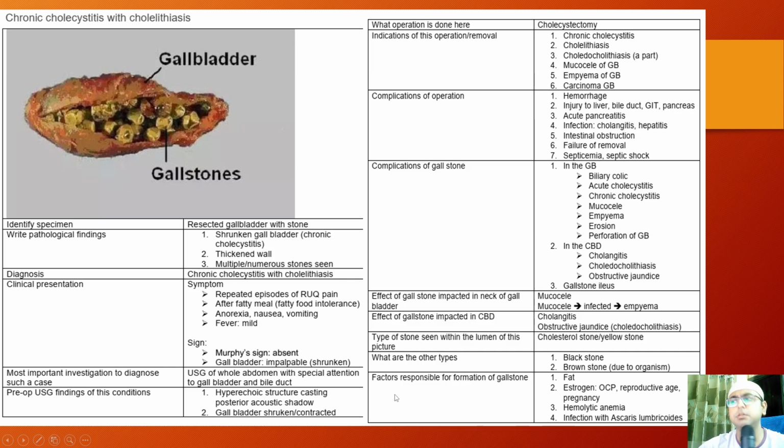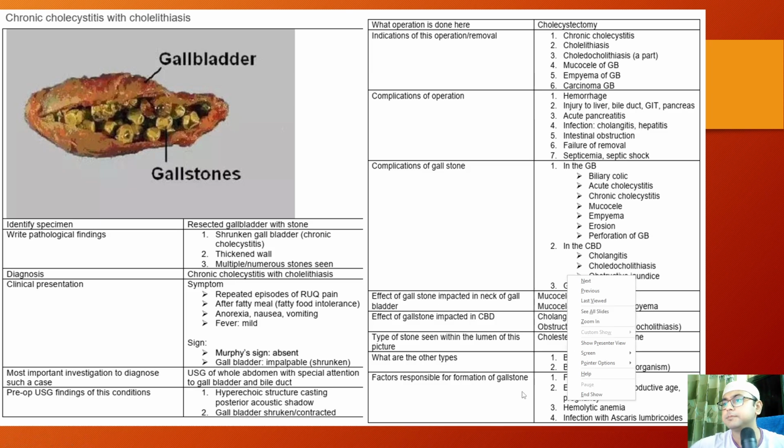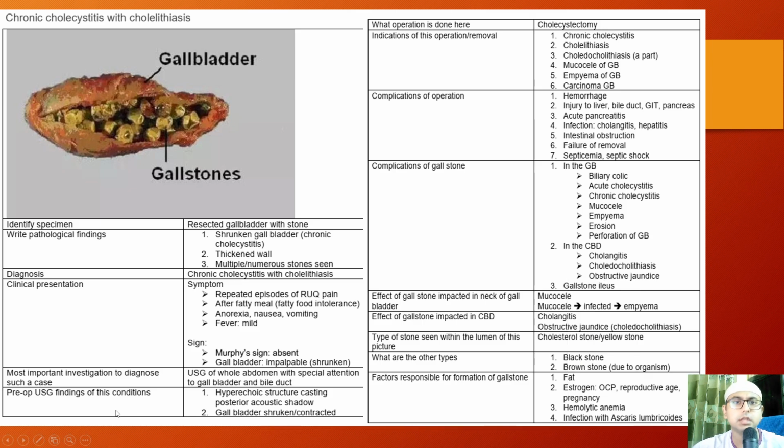So the effect of a gallstone impacted in the CBD. Some minor tiny gallstones can pass through the cystic duct to the common bile duct and cause choledocholithiasis. Okay, and which is an important cause of obstructive jaundice. What type of stone is seen within the lumen? Here you can see the black stone or pigment stone, okay, or brown stone. But mixed stone is very common in case of gallbladder.